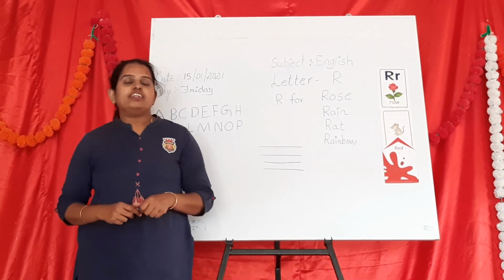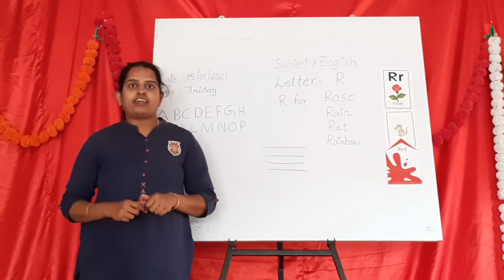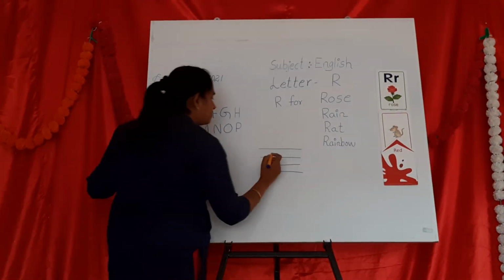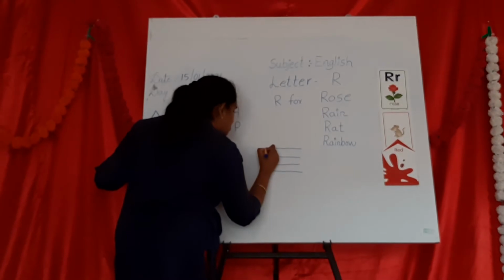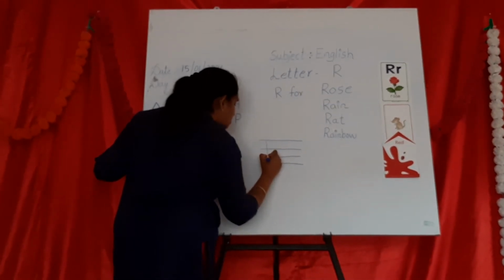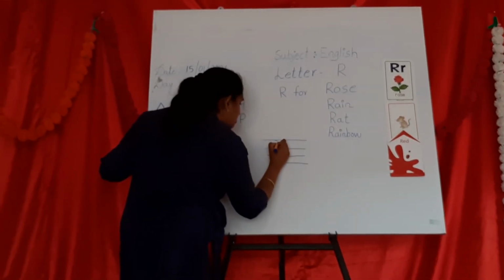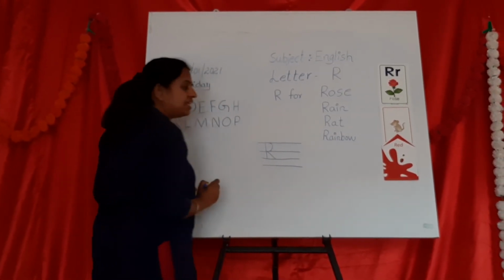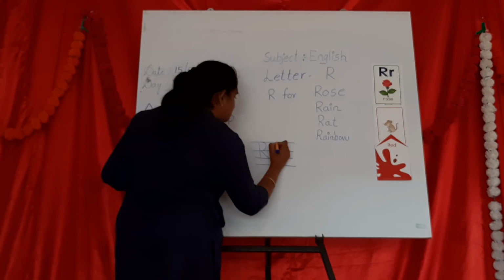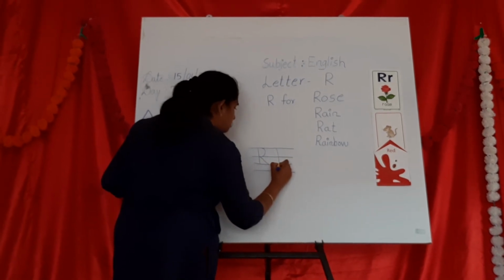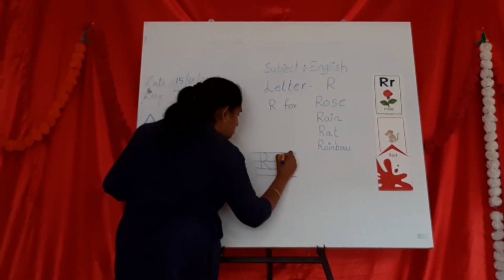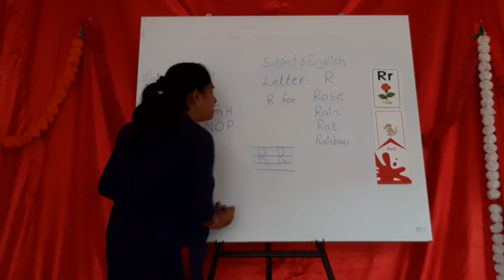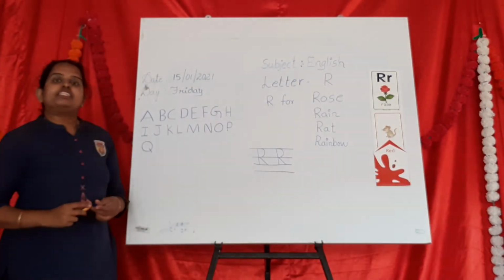Now we will learn how to write capital letter R in your four-line book. Capital letter R. Capital letter R. Practice well, children.